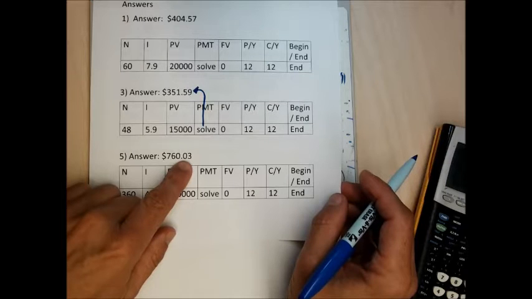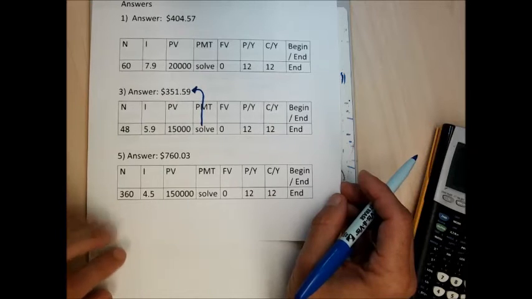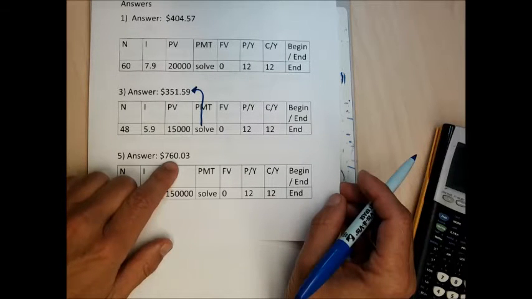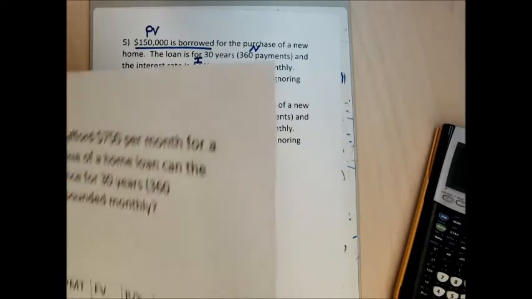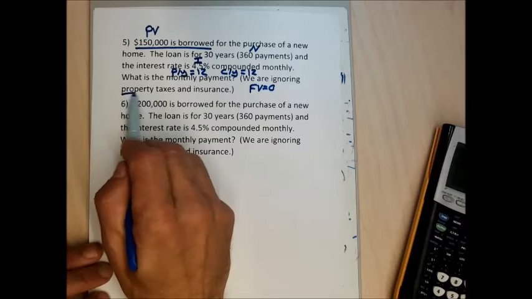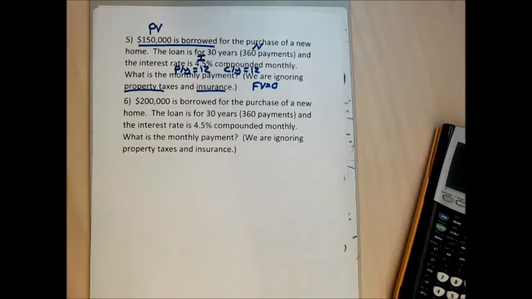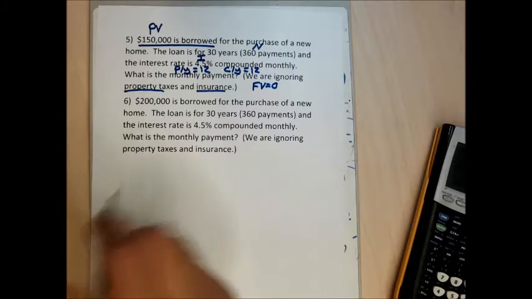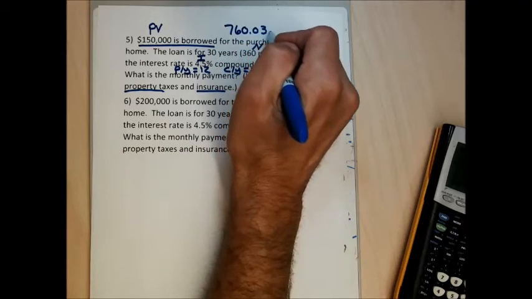If you've ever purchased a home, you probably realize that you pay more than your mortgage with your loan payment. So this right here is for the principal and interest. A lot of times when you make a loan payment, it also includes property taxes and insurance. So if my monthly payment came out to be $760.03, that's not what I'd send to the bank every month.